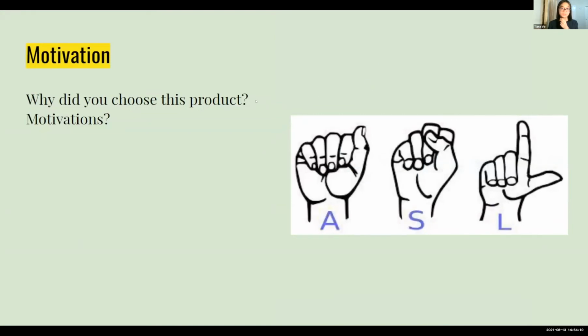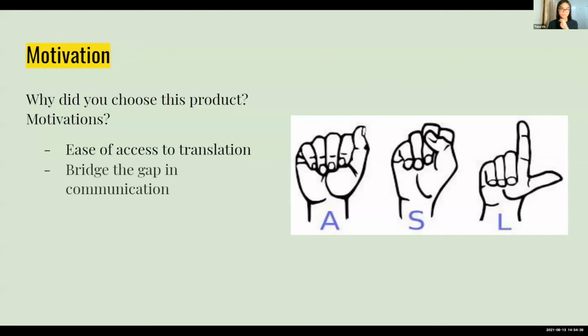And why did we choose this product? Our first idea was to have a written language identifier, but seeing as it is already a thing from Google Translate Camera, we decided to shift our focus to American Sign Language. Unlike most languages, American Sign Language isn't quite a written language, so it can't just be plugged into a translator. And this unfortunately causes a divide in communication between the deaf and those who do not understand sign language. So the why is because we wanted to help provide ease of access to translation and to also bridge the gap in communication.